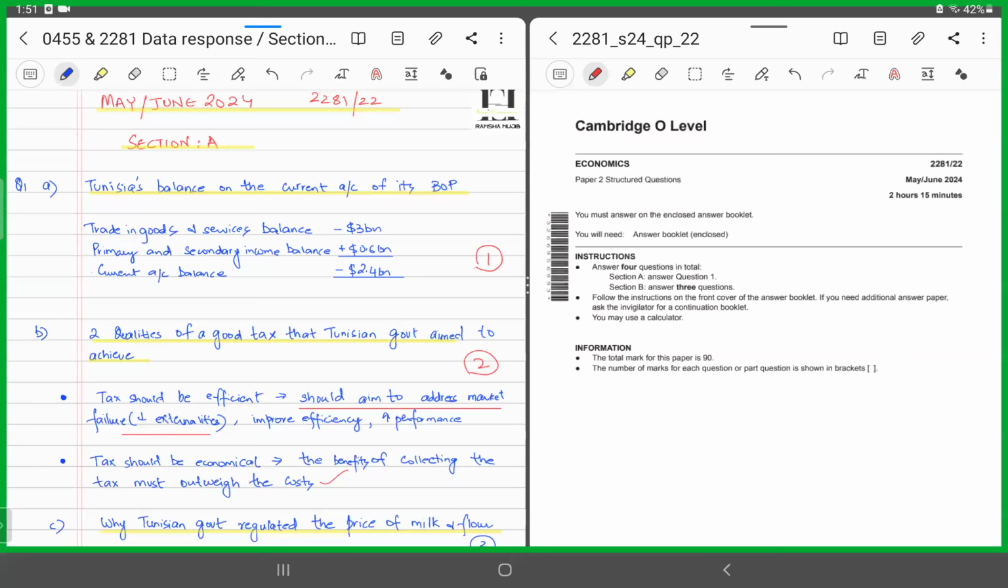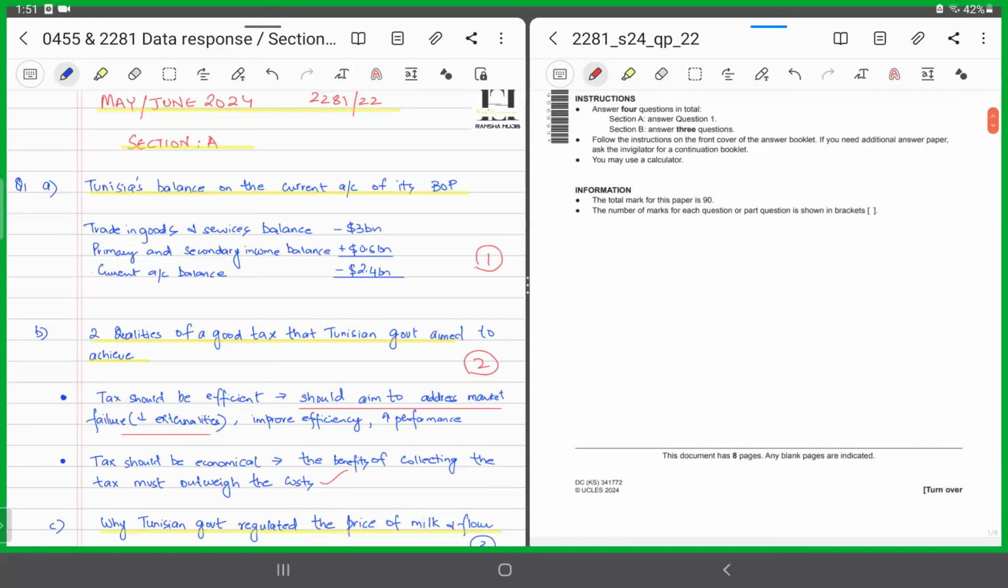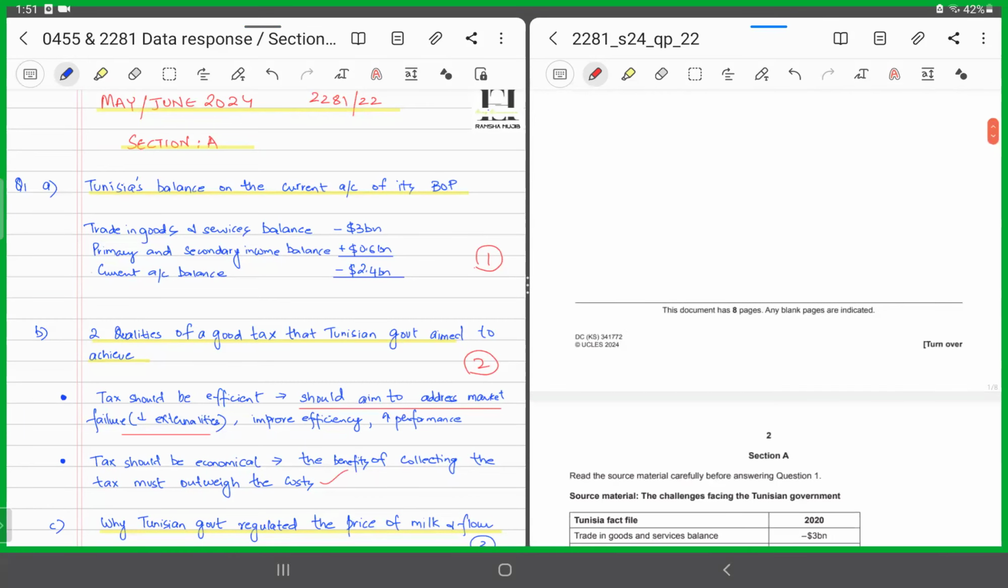But today I brought for you all May June 2024 2281 variant 22. Like last time, this time also we'll be solving the response section A question. This question is very interesting. Why? Because they have brought for us various key macroeconomic indicators in this question. Like I discussed earlier, again, there are two strategies to solve this question.